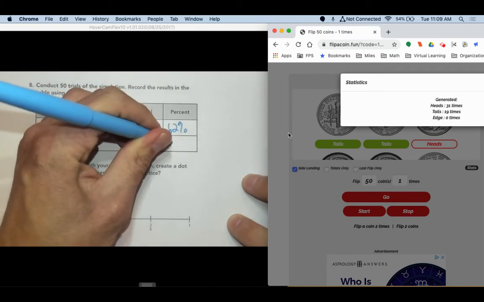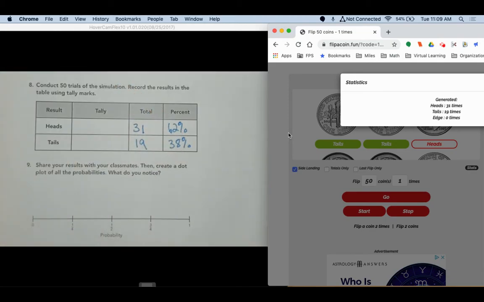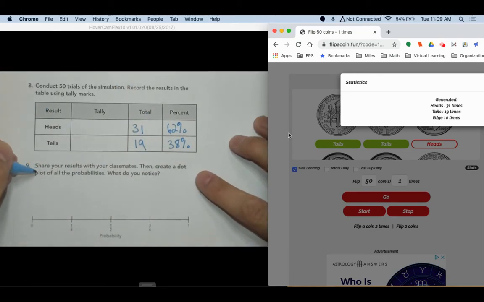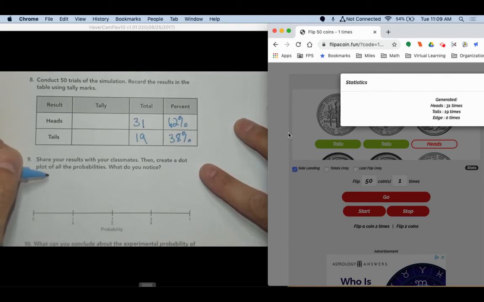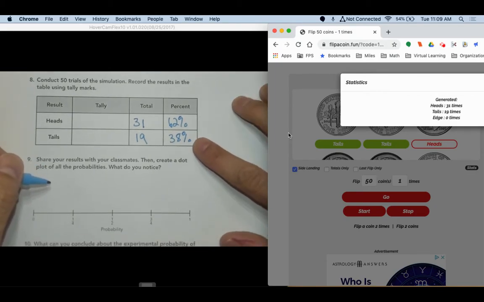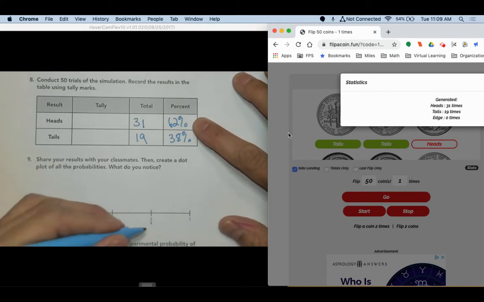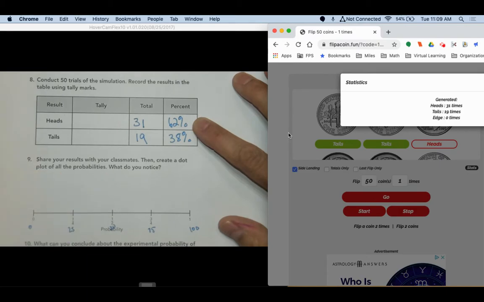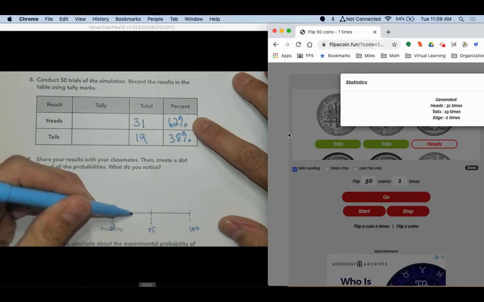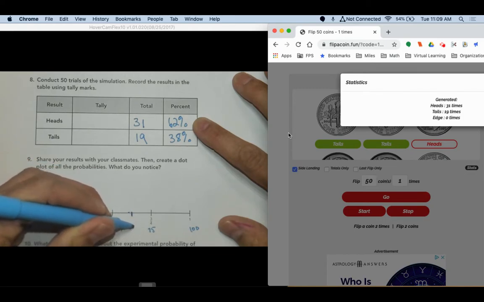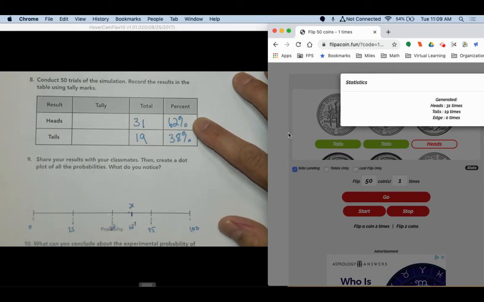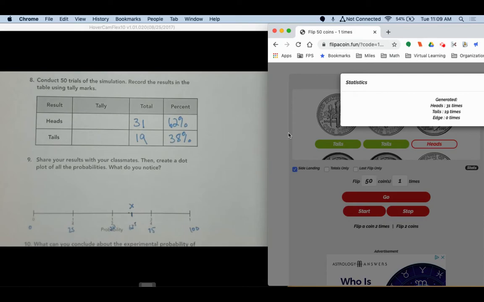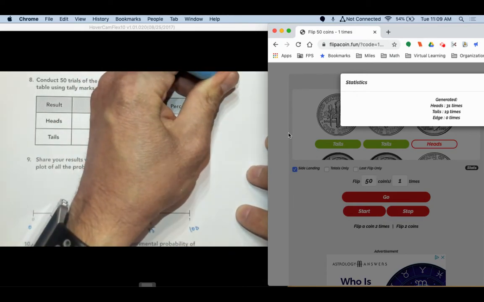This is going to be 62% are girls. And then this is going to be 38% are boys. And so we're going to create our dot plot of the possibilities. And so girls are 62. And so if I'm thinking about this is 75, this is 50, this is 25, this is 0, this is 100. Let's see here. 62. So this is about 62.5. And so that is where I'm going to put that first one right there. Okay. All right. So 62.